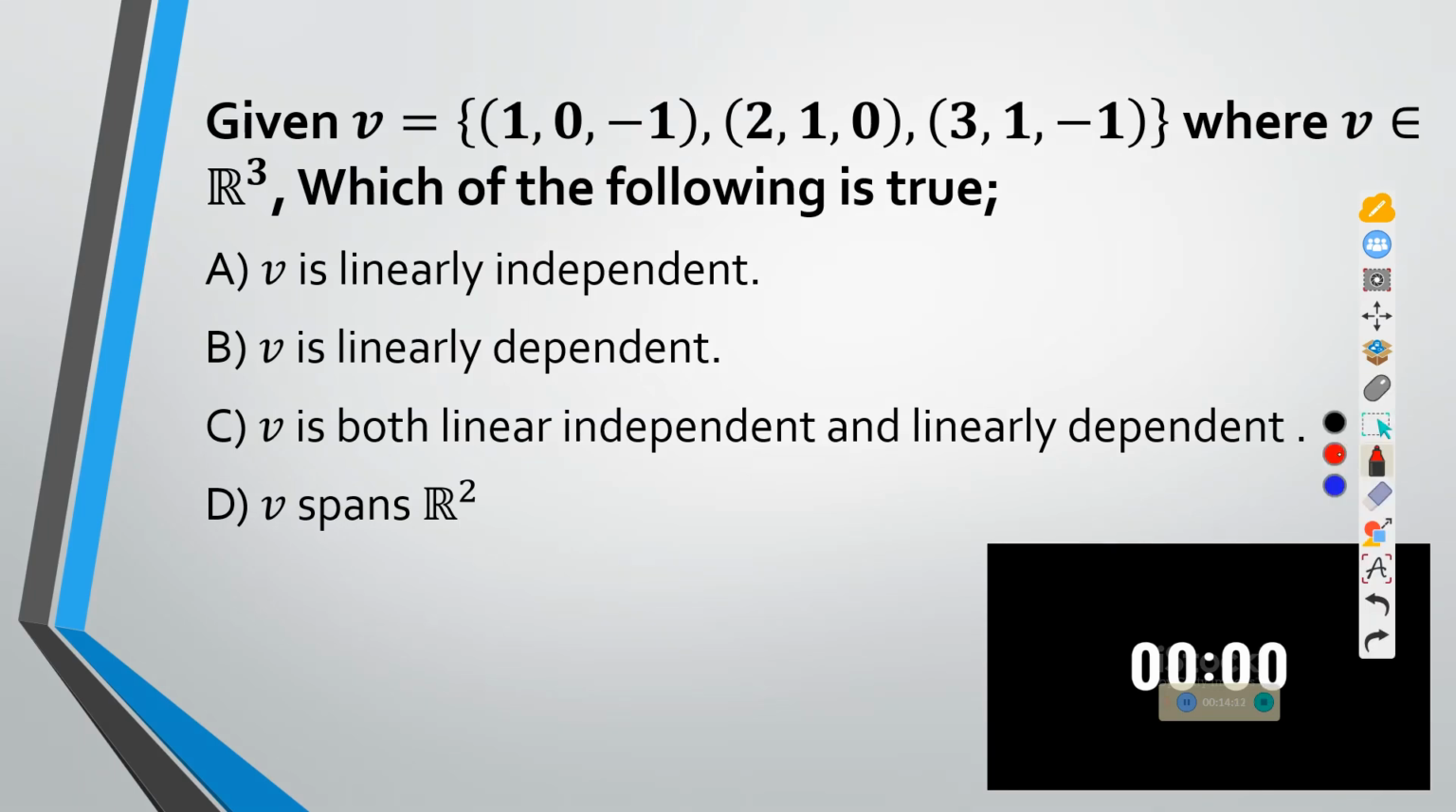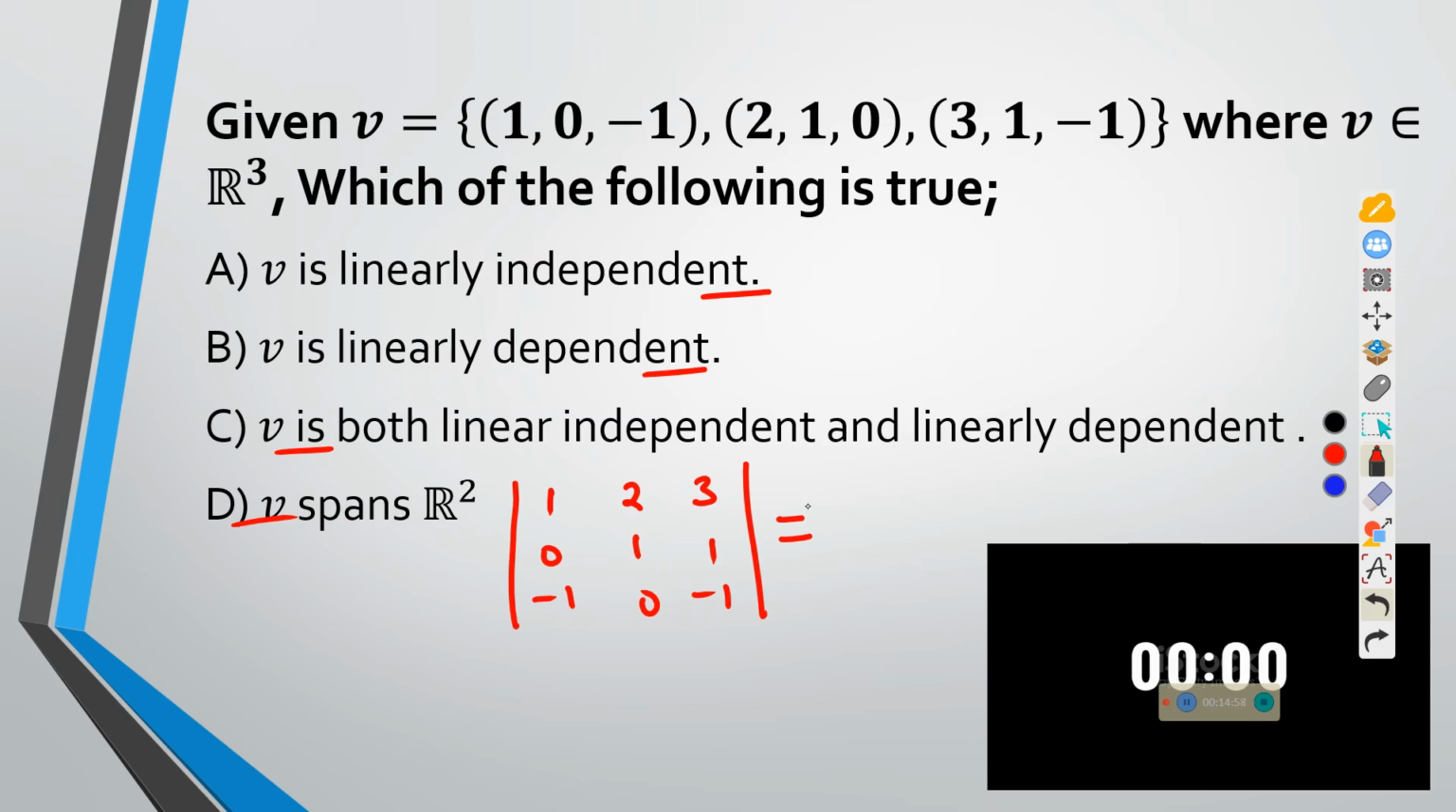So let us look at the solution. This is our last question. This is question 60. So this will be our last question. So it says given V is equal to that, where V is from R3, which of the following is true? We need to establish whether it is linearly independent, linearly dependent, whether it is both, or V spans R2. So for independence, we can use what we call the determinant. So we shall have 1, 0, negative 1, 2, 1, 0, then 3, 1, negative 1. So get the determinant of this, and from the determinant we can tell whether it is dependent or independent.